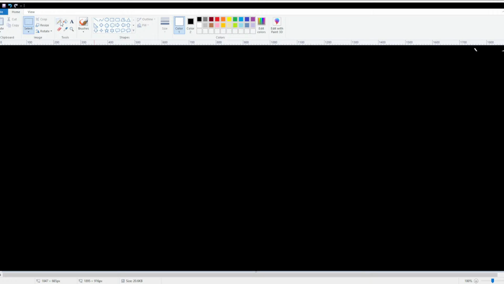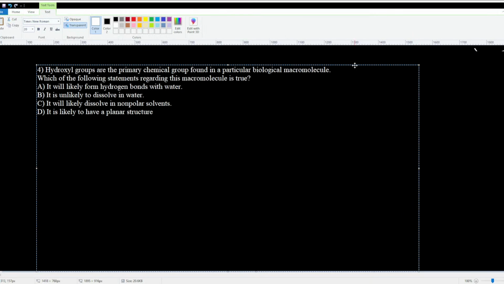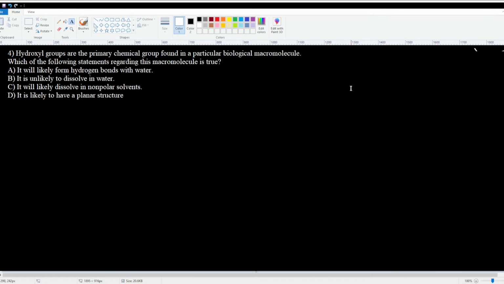So, I've been getting a lot of questions about functional groups, right? So this has to do with functional groups. So question 4 is asking, hydroxyl groups are the primary chemical group found in a particular biological macromolecule. Which of the following statements regarding this macromolecule is true? Okay, A, it is likely to form hydrogen bonds with water. B, it is unlikely to dissolve in water. C, it will likely dissolve in non-polar solvents, and D, it is likely to have a planar structure.